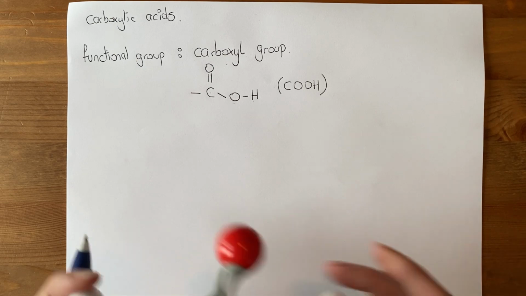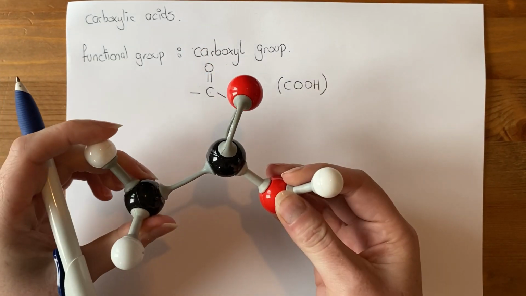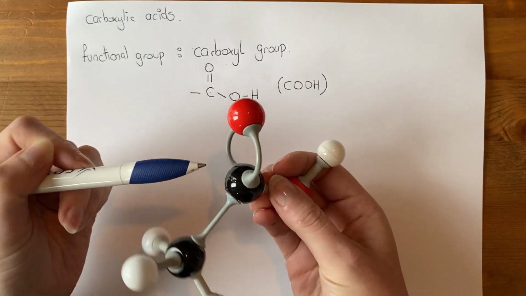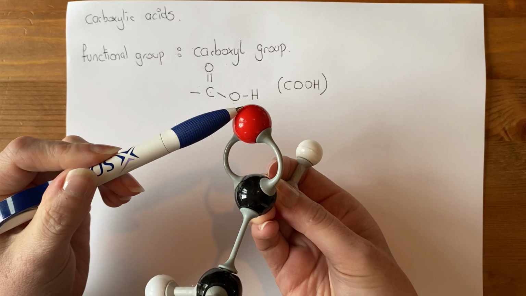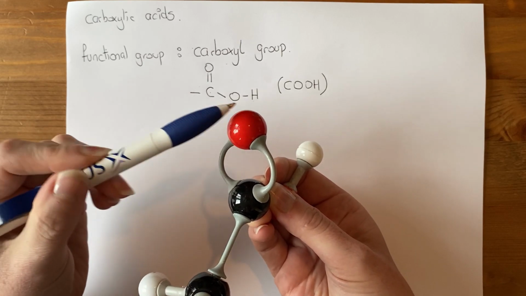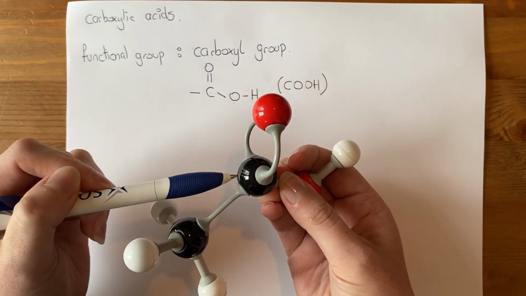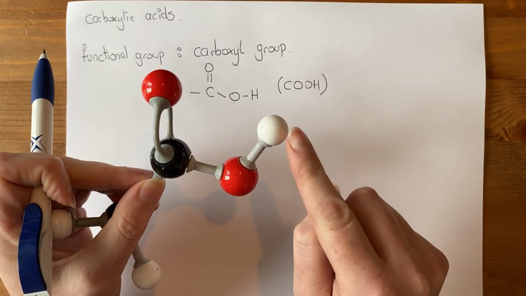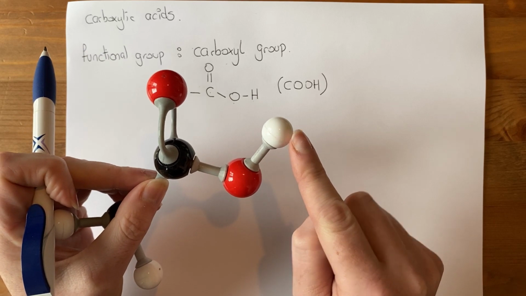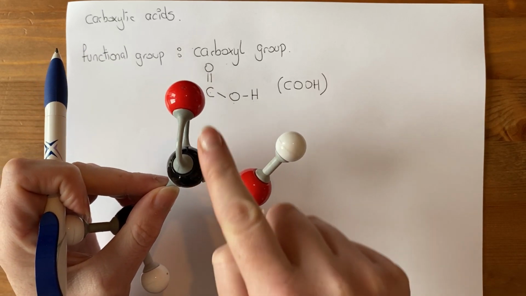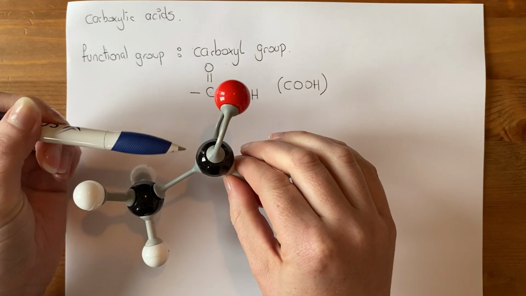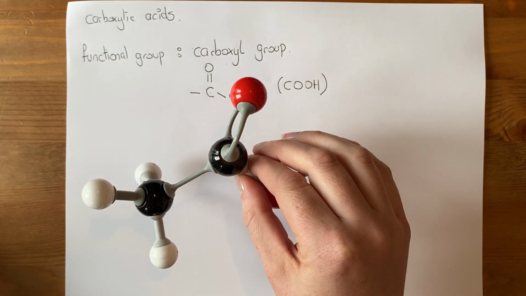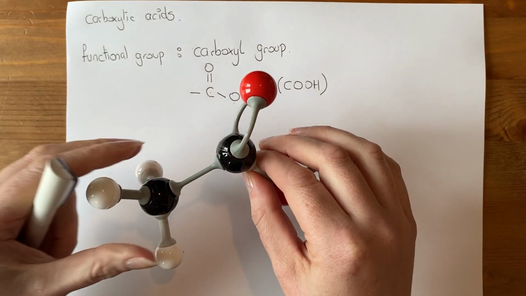So let's have a look at this in a molecular model just now. So I've got a full model here, but here is my carbon. My carbon has a double bond to an oxygen. Okay, now that oxygen, its valency is satisfied. This carbon is also singly bonded to another oxygen which has a hydrogen attached to it. Okay, so this is my functional group, this is my carboxyl group. That then leaves one space for this carbon to be bonded to the rest of the chain if we have a longer chain of carbons.